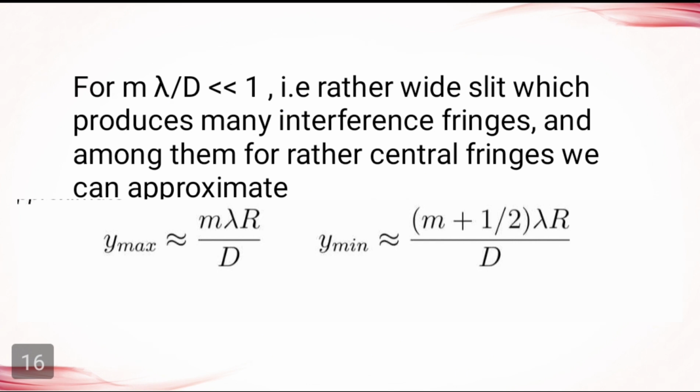So if M lambda over d is much less than 1, we can have this formula for the maximum intensity on the screen: y max is equal to M times lambda times R over d. We can also have this formula to calculate the minimum intensity on the screen: y minimum is equal to (M plus 1/2) times lambda times R over d.